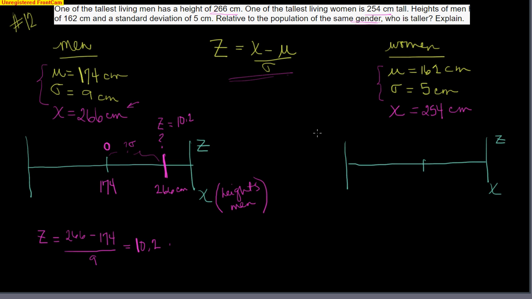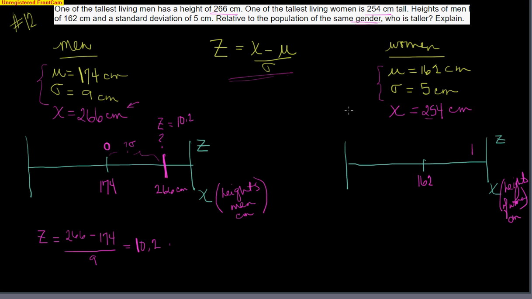The women, on the other hand, have a mean score. Before we label things, we need to identify what this graph is. It's heights of women. Okay. And in this case, our mean height for women is 162 centimeters. I should really label that too, that these are in centimeters. And again, I'm just going to plot the x value.